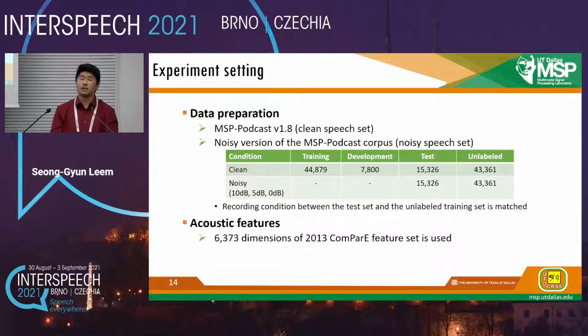So as you saw, we use a parallel speech corpus by using the MSP-Podcast corpus and the noisy version of the MSP-Podcast corpus. We built an unlabeled dataset to train the ladder network-based model, so we collected samples that are not annotated yet. We regarded the unlabeled dataset as collected noisy speech samples from the target domain, so we matched the recording condition of the test set and the unlabeled dataset. For acoustic features, we use the 6,373 dimensions of the 2013 ComParE features, which is a mostly used high-level descriptor in the speech emotion recognition field.